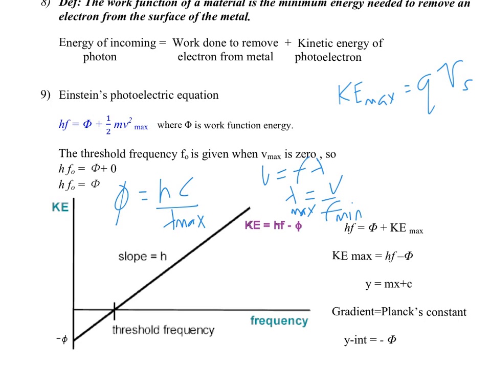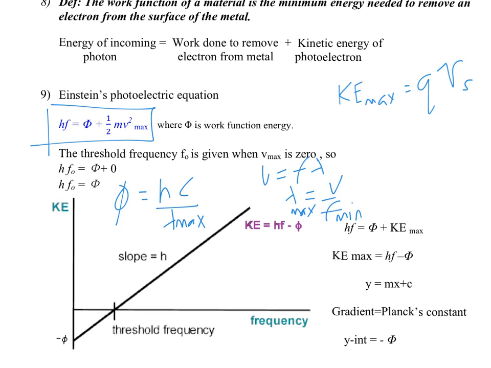Okay. Alright, so this is Einstein's photoelectric equation. Energy of photon equals work function energy. So what's work function energy? Minimum work done to remove an electron from the surface of a metal. Then plus maximum Ke.